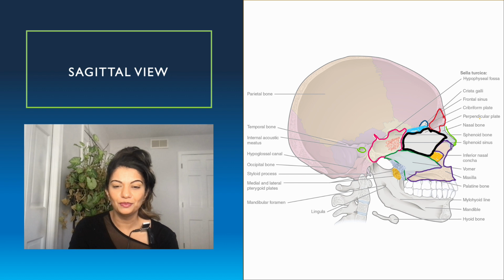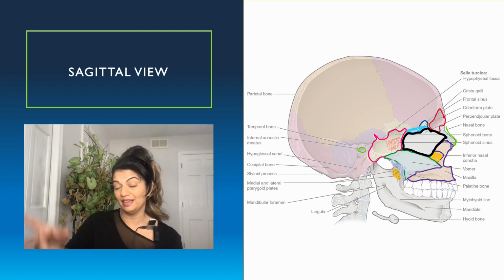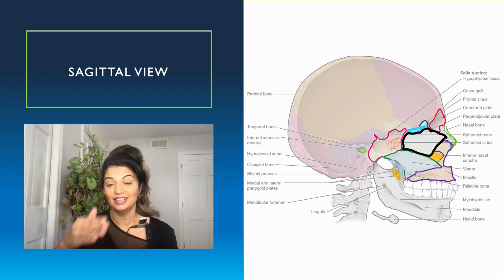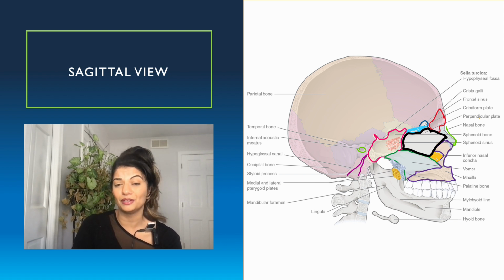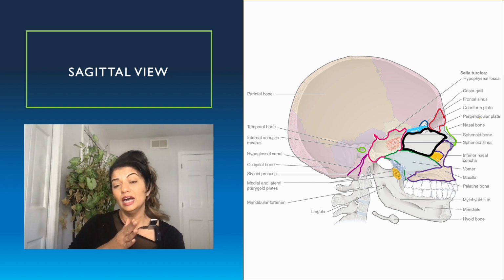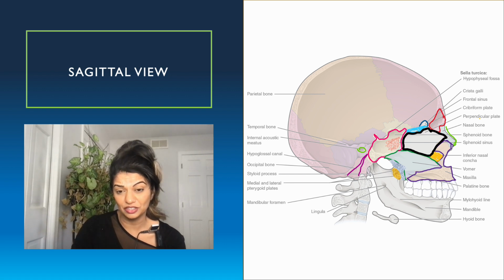The next structure you want to look at is the internal acoustic meatus now. So we have an internal and we have an external. So this is the view of the internal. And then, of course, we have this, and you've probably figured this one out by now. This is the hypoglossal canal. This is where the hypoglossal nerve is going to pass through.